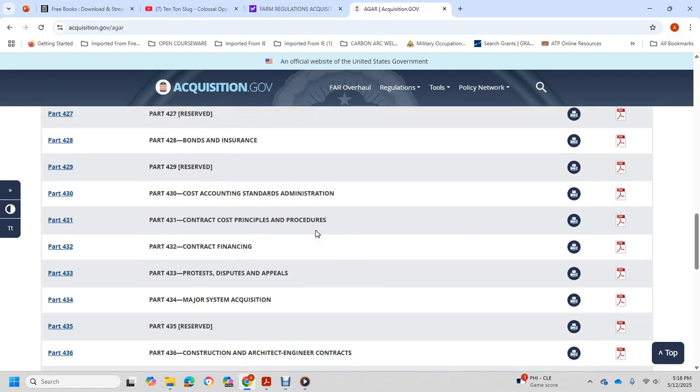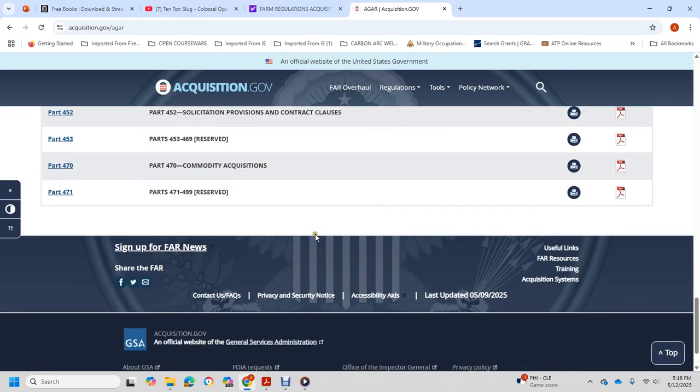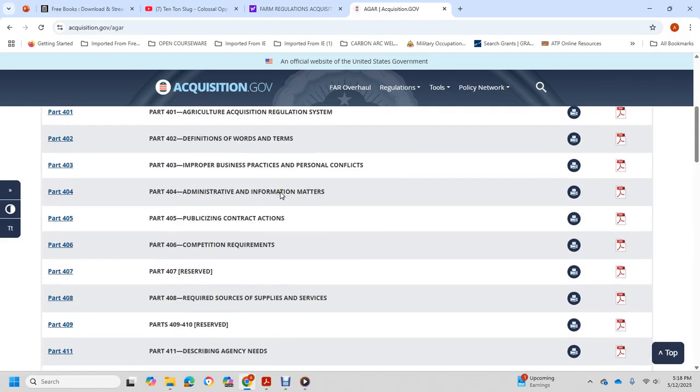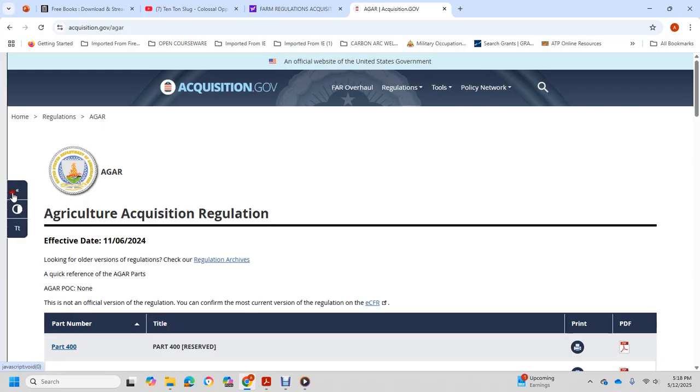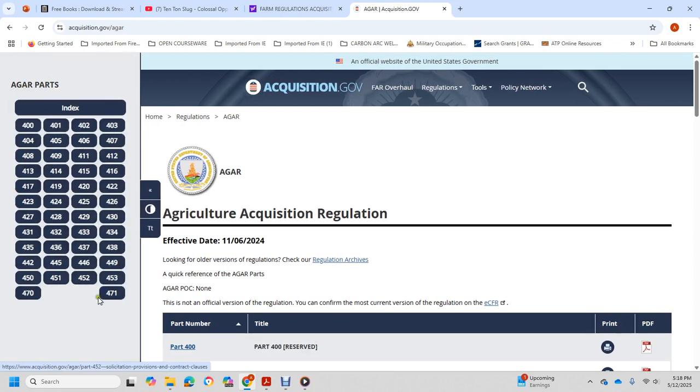And that completes the AGAR. Part 471 through 499 is reserved. And that completes the Agricultural Acquisition Regulations effective November 6, 2024. And that has all of the part references there.